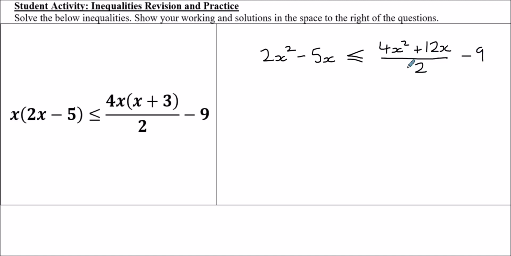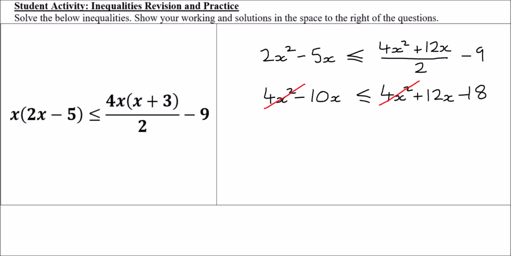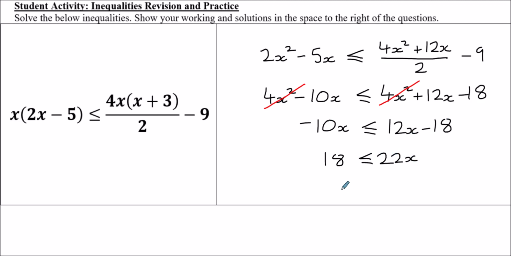Then minus 9. If we multiply through by 2, we get 4x squared minus 10x is 4x squared plus 12x minus 18. Again, the x squared terms cancel off, so we have minus 10x is less than or equal to 12x minus 18. So add 18 to both sides and divide through by 22. We get that x is greater than or equal to 9 over 11.